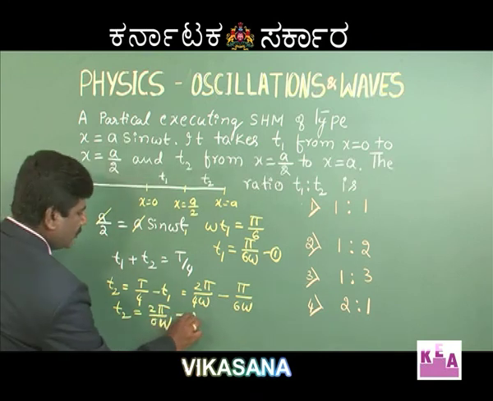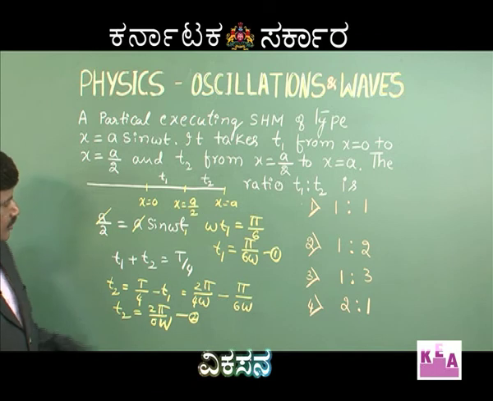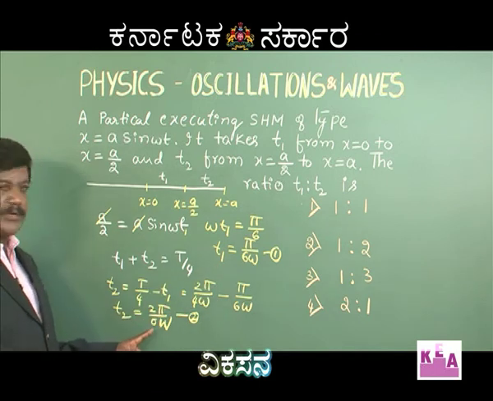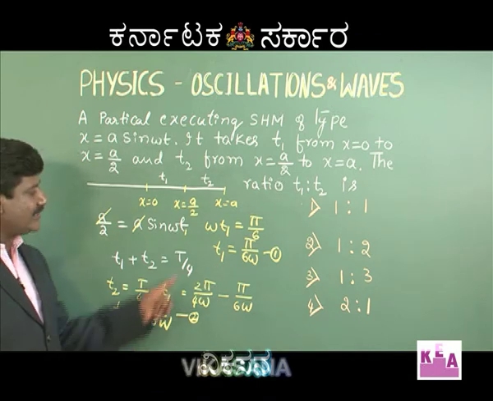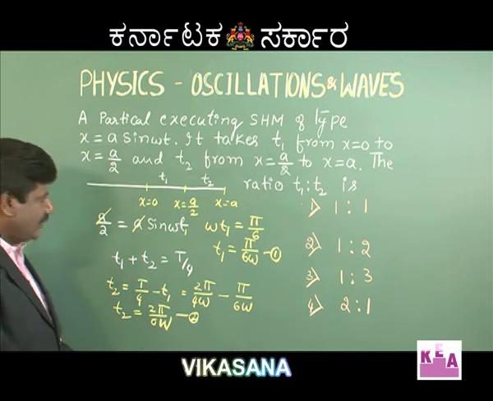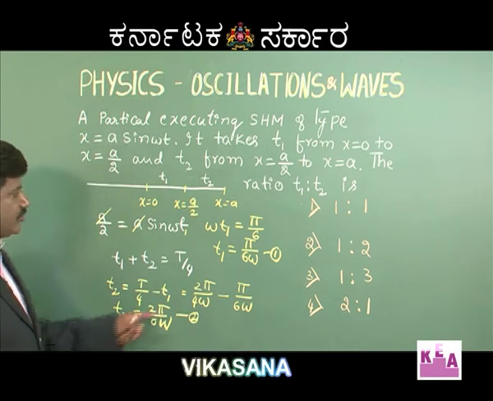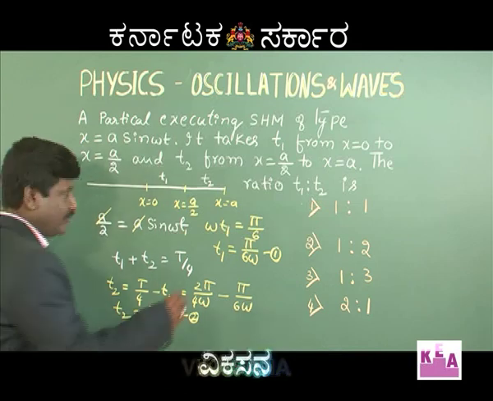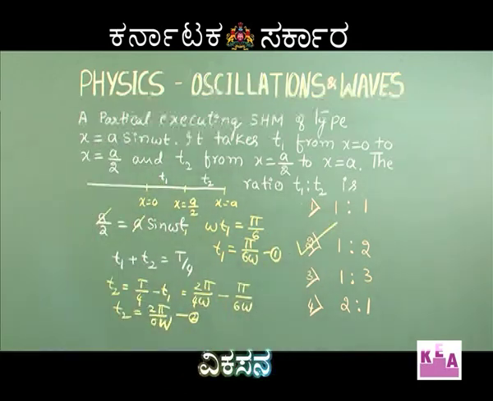So now you call this equation number 2. If we compare equation number 1 and equation number 2, t2 is double the value of t1. Therefore for this question option 2 is correct, because the ratio is 1:2.